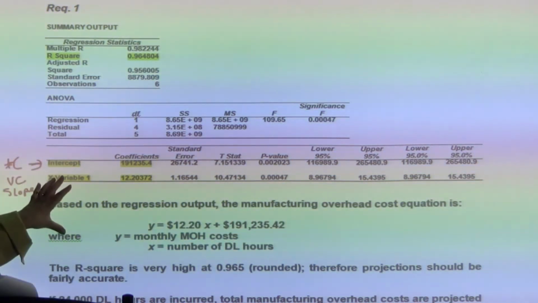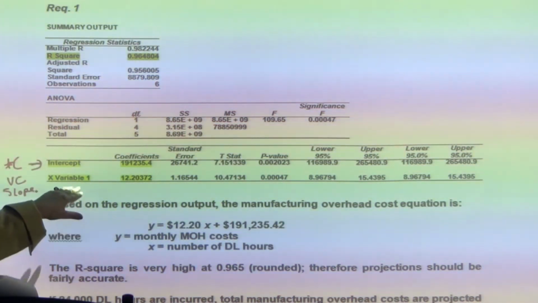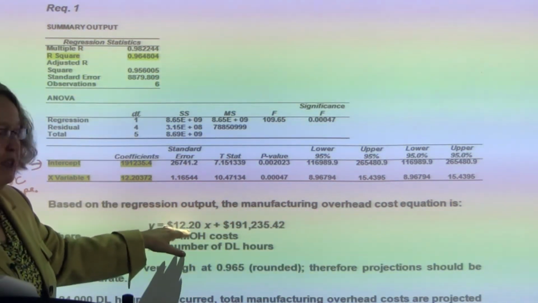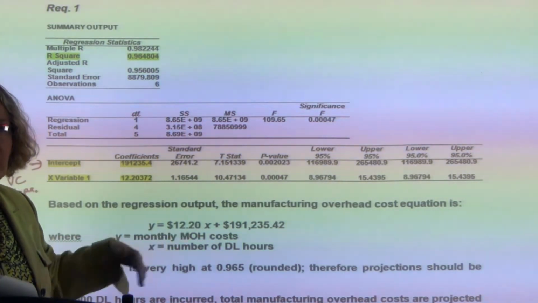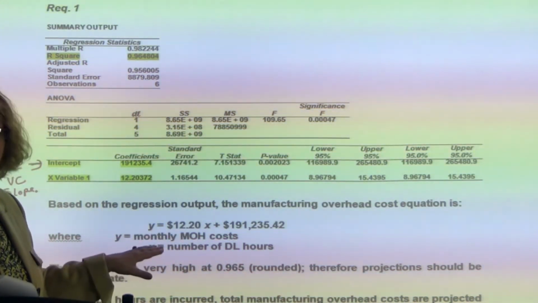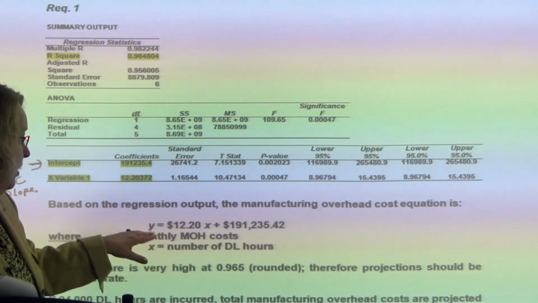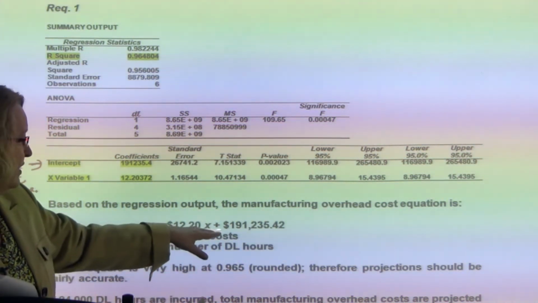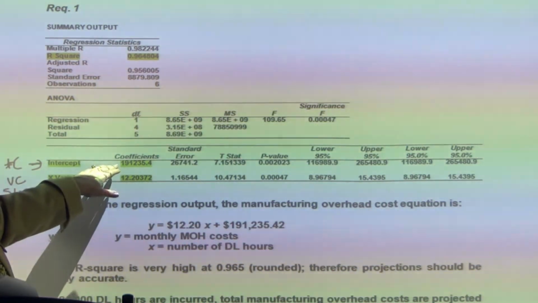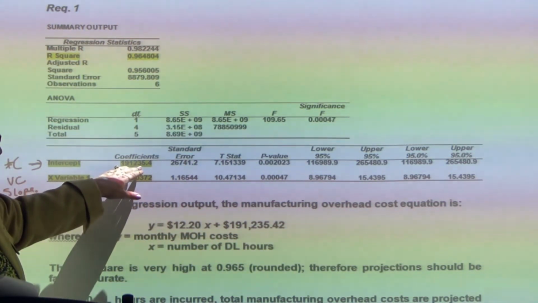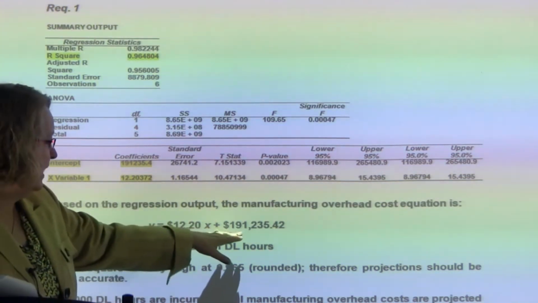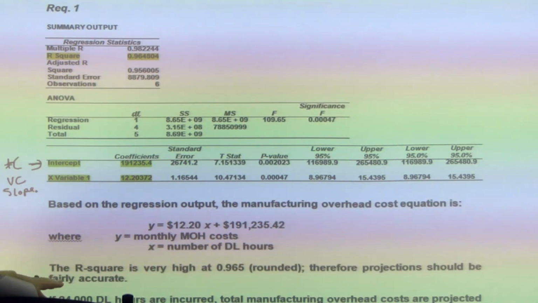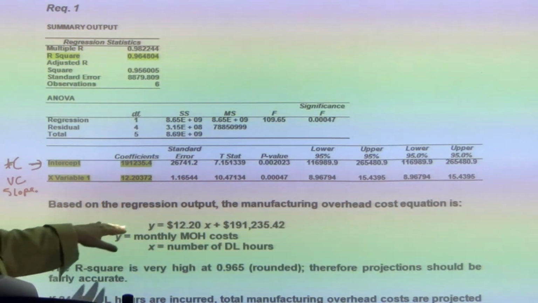When you run the data, all you need to do is look for your x variable, 12.20. When we used the high-low method, the variable cost per unit was 12.75. With the regression, it's telling you that it's 12.20. Your fixed cost is your intercept, which is 191,235.42. And again, that is your formula.